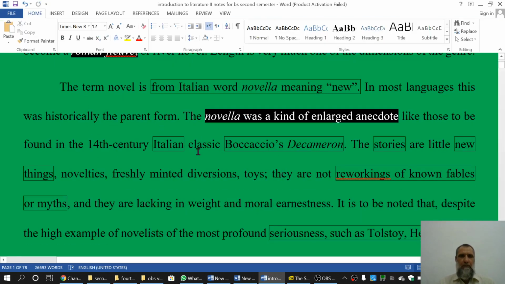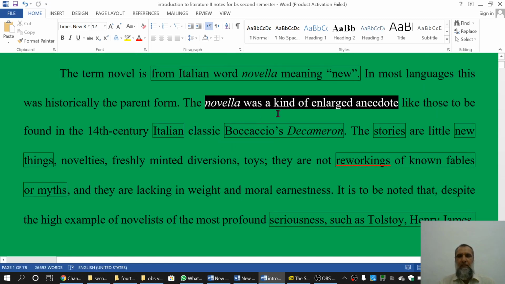In this next paragraph you will learn that the word novel is derived from the word novella, and this is actually an Italian word and it means something new. It also means something invented or created. We have already discussed this meaning, but it also means something new.